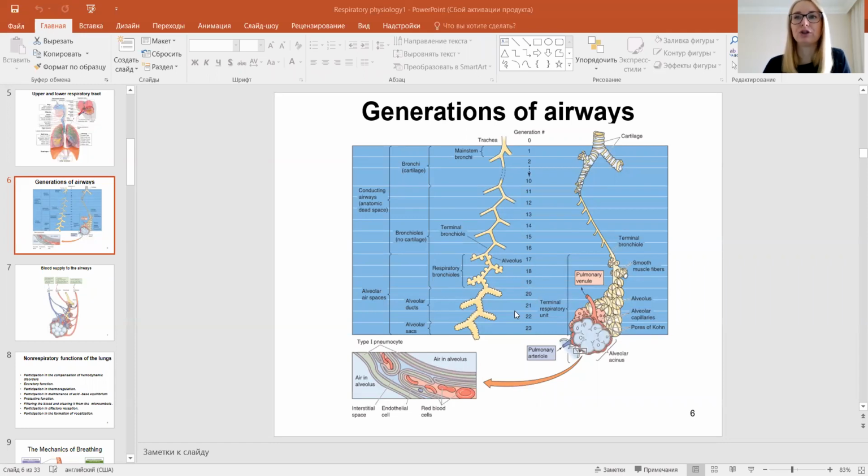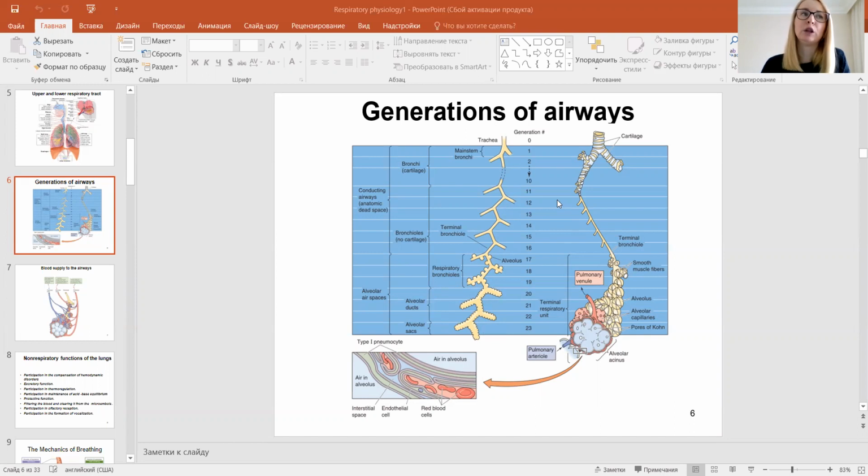The last 4 generations, from 20 to 23, are called the respiratory zone. These generations are mainly responsible for gas exchange between blood and alveoli. This zone is formed by alveolar ducts and alveolar sacs. It is interesting to mention that the air composition in this zone is relatively constant and doesn't depend on breathing phases.